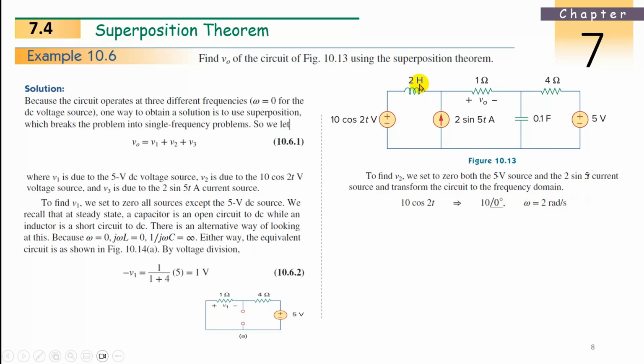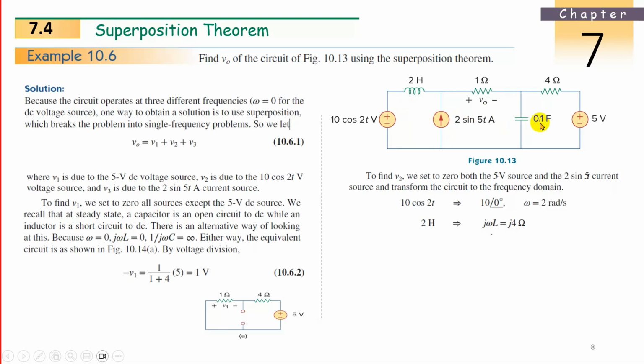Next, 2 Henries is nothing but j omega L. What is the inductive reactance equation? j omega L. What is the capacitive reactance equation? 1 by j omega C, which is minus j divided by omega C also. So this is j omega L. What is omega? 2 radians. What is L? 2 Henries. 2 into 2, 4. So the 2 Henries will become j4.